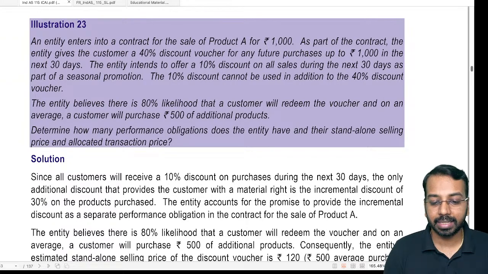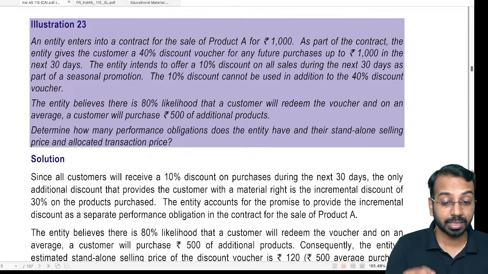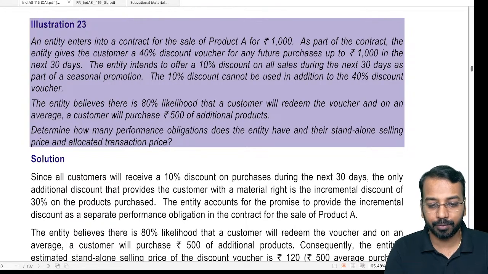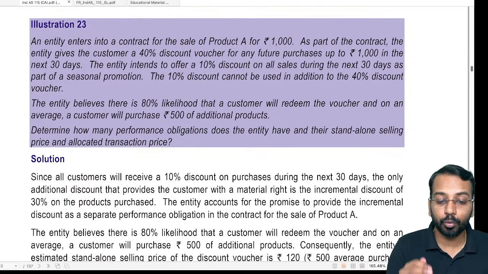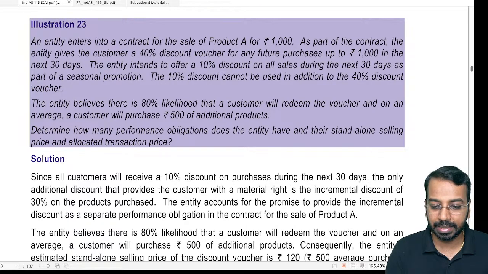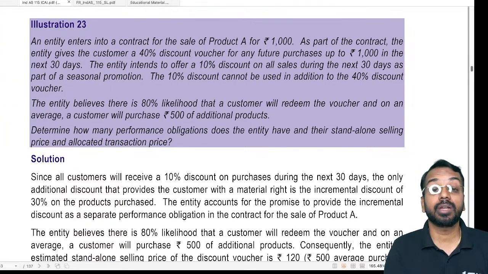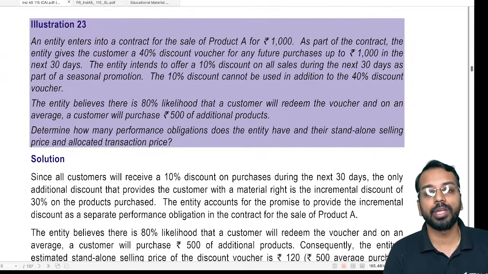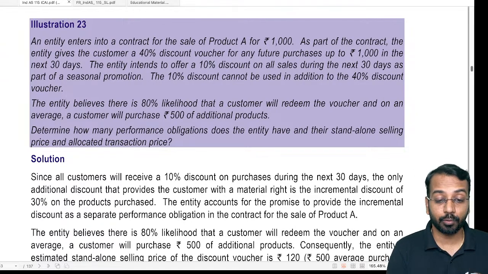The entity believes that there is an 80% likelihood to redeem the voucher, and on an average, a customer will purchase 500 worth of additional goods. Determine how many performance obligations the entity has, their standalone selling price and the allocated transaction price. So this will help us understand how to handle a situation where a customer has a material right to additional goods or services.